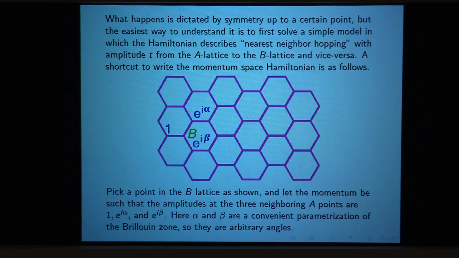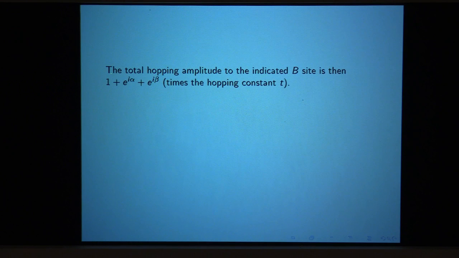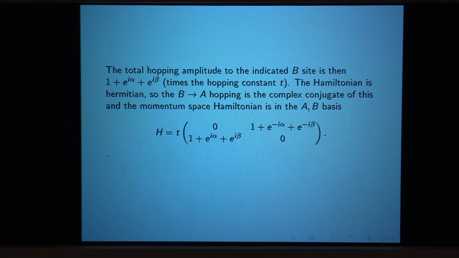The total hopping amplitude to the indicated B site is therefore the sum of the neighboring amplitudes, 1, e to the i alpha and e to the i beta, times the hopping constant t. The Hamiltonian is Hermitian, so the B to A hopping is the complex conjugate of that, and therefore the momentum space Hamiltonian in the AB basis is what I've written. Now, because it's purely off-diagonal, unless the off-diagonal matrix element is zero, the two eigenvalues are equal and opposite and not zero. So a band crossing occurs if and only if there's a zero mode of H.